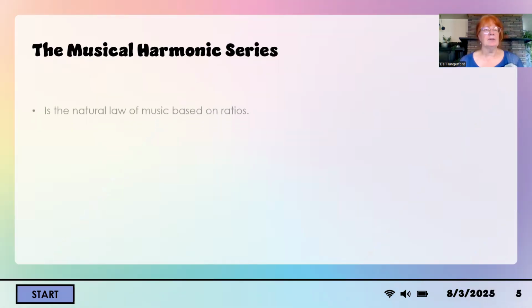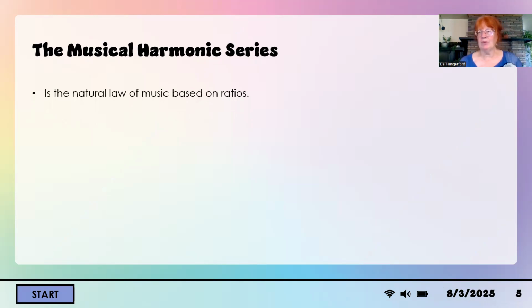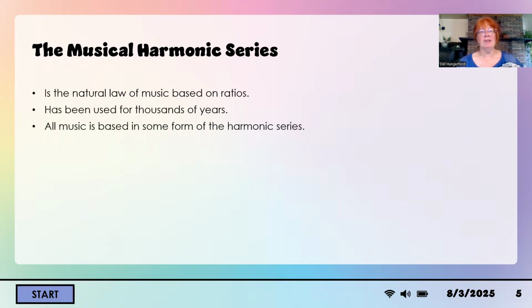The musical harmonic series. It's a natural law that's based on ratios. It has been around for thousands of years. I mean, they found bone flutes that were tuned according to the harmonic series that are 30, 40,000 years old. So obviously, when there's a natural law present, you don't have to intellectually know that it exists. You just harmonize with it. All music is based in some form on the harmonic series. There's a typo in here. I missed it, but you know what I mean.